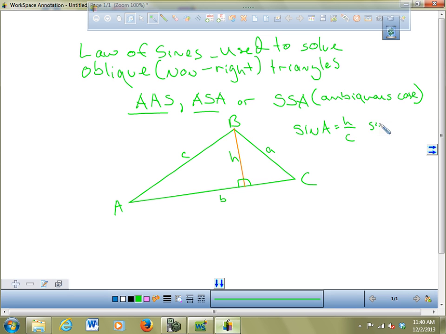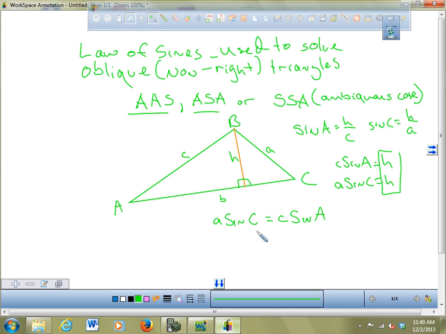And I also could get that the sine of C is equal to what over what? H over A. Solving these two things for H, I get C sine A equals H, but also A sine C equals H. If I cross multiply through by A here, that's what I get. Since these two things are both equal to H, I can set them equal to each other. A sine C is equal to C sine A.